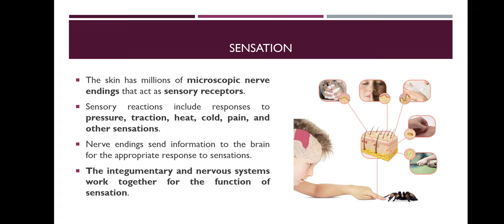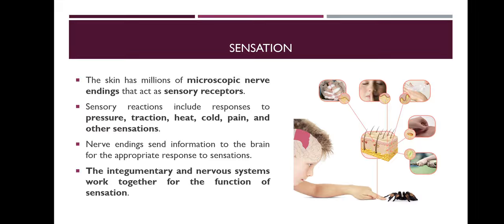Our skin has millions of microscopic nerve endings. These act as sensory receptors, and the sensory responses include pressure, traction, heat, cold, pain, and other sensations. Traction means a pulling sensation. Nerve endings send information to the brain for the appropriate response to the sensation. Whatever impulse the sensory receptors receive through the skin is further sent to the brain for the appropriate response to that sensation.